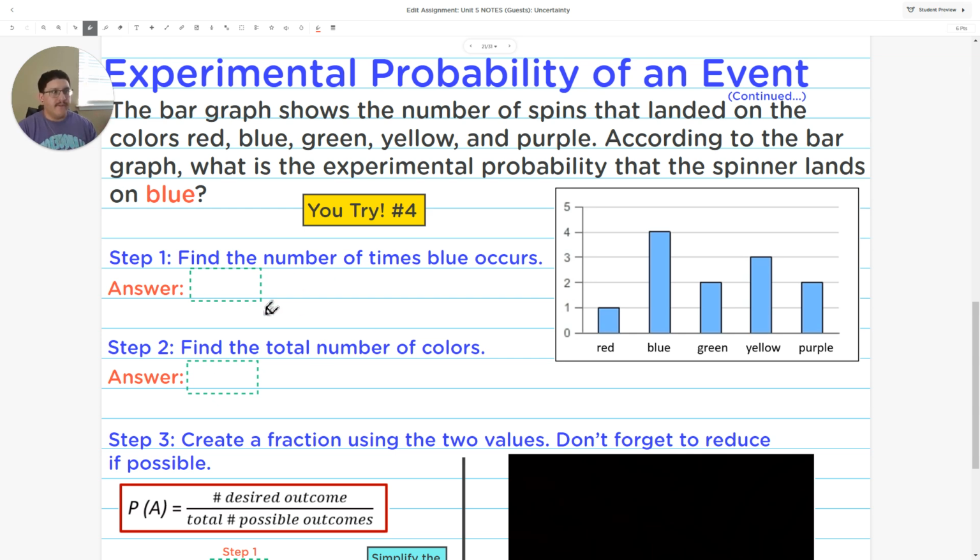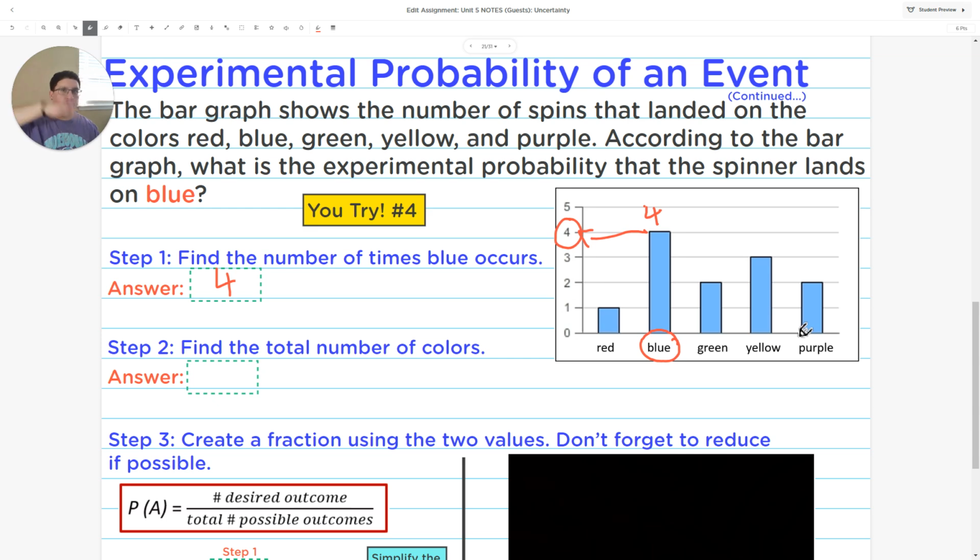So step 1, find the number of times blue occurs. Blue occurs about 4 different times. So step 1, answer is 4. Step 2, find the total number of colors. Again, we're not counting 1, 2, 3, 4, 5 different colors. We're counting the amount of trials.